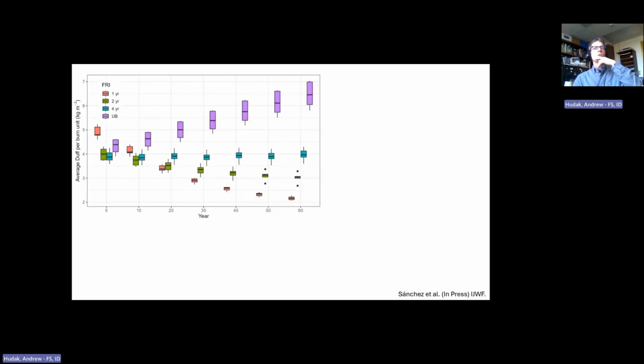So here are the simulated model results, looking at the duff component per burn unit. You can see how the unburned accumulates over this 65-plus year history now of this experiment. And it's the 1-year fire return interval where you have actual diminishing duff over time. And that's what we see in the field too. It's very hard to find duff in the 1-year fire return interval. It's the 4-year that is closest to an equilibrium condition. And that approximates what's believed to be the historical fire regime for this type of forest.